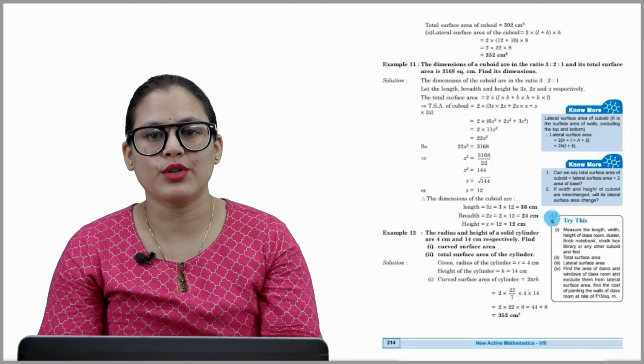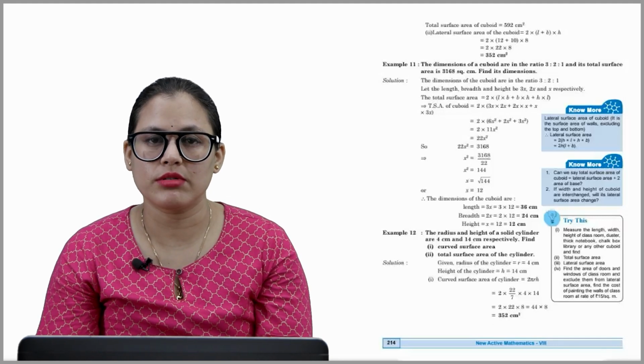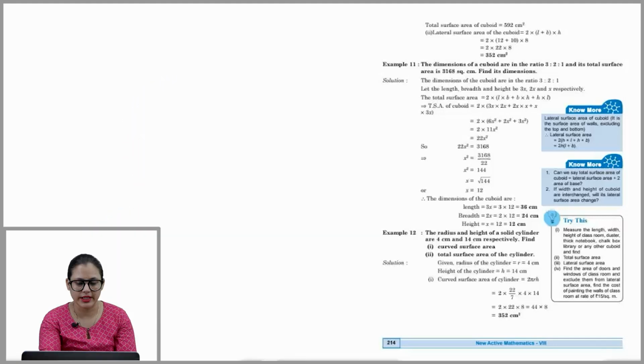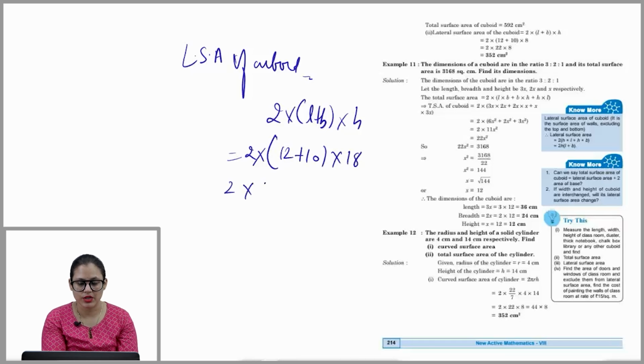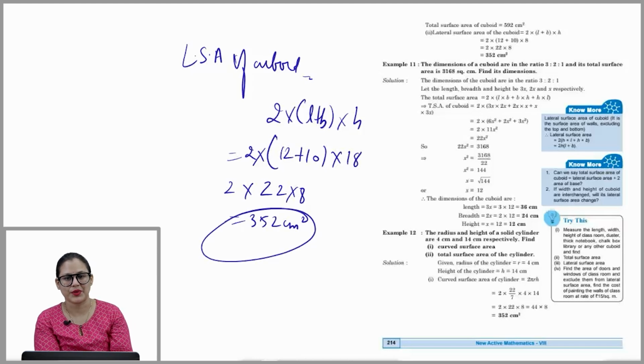Now the second part of the question says we have to find out the lateral surface area of the cuboid, which is 2 into (length plus breadth) into height. So 2 into length, which is 12 plus 10, height is 8. So 2 into 22 into 8 is 352 centimeters square. This is the answer.